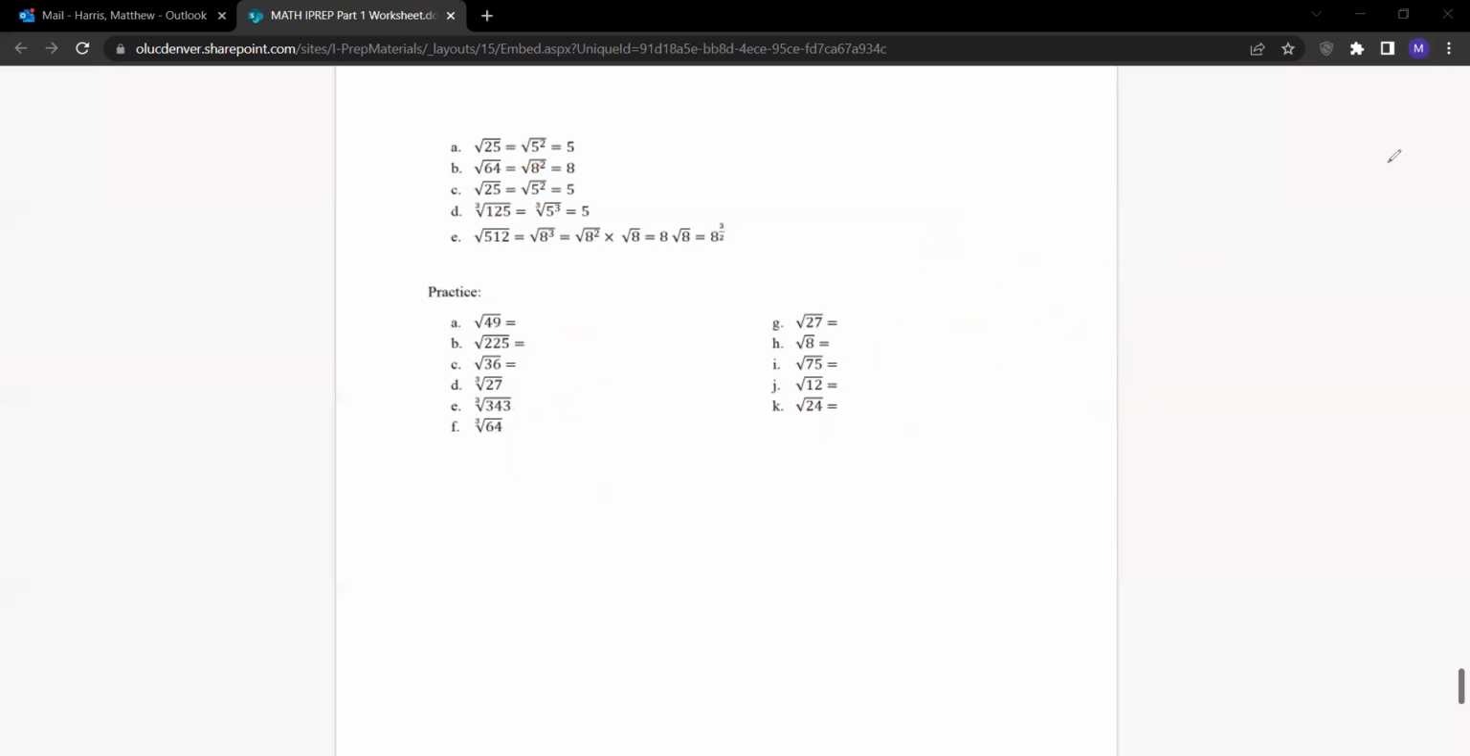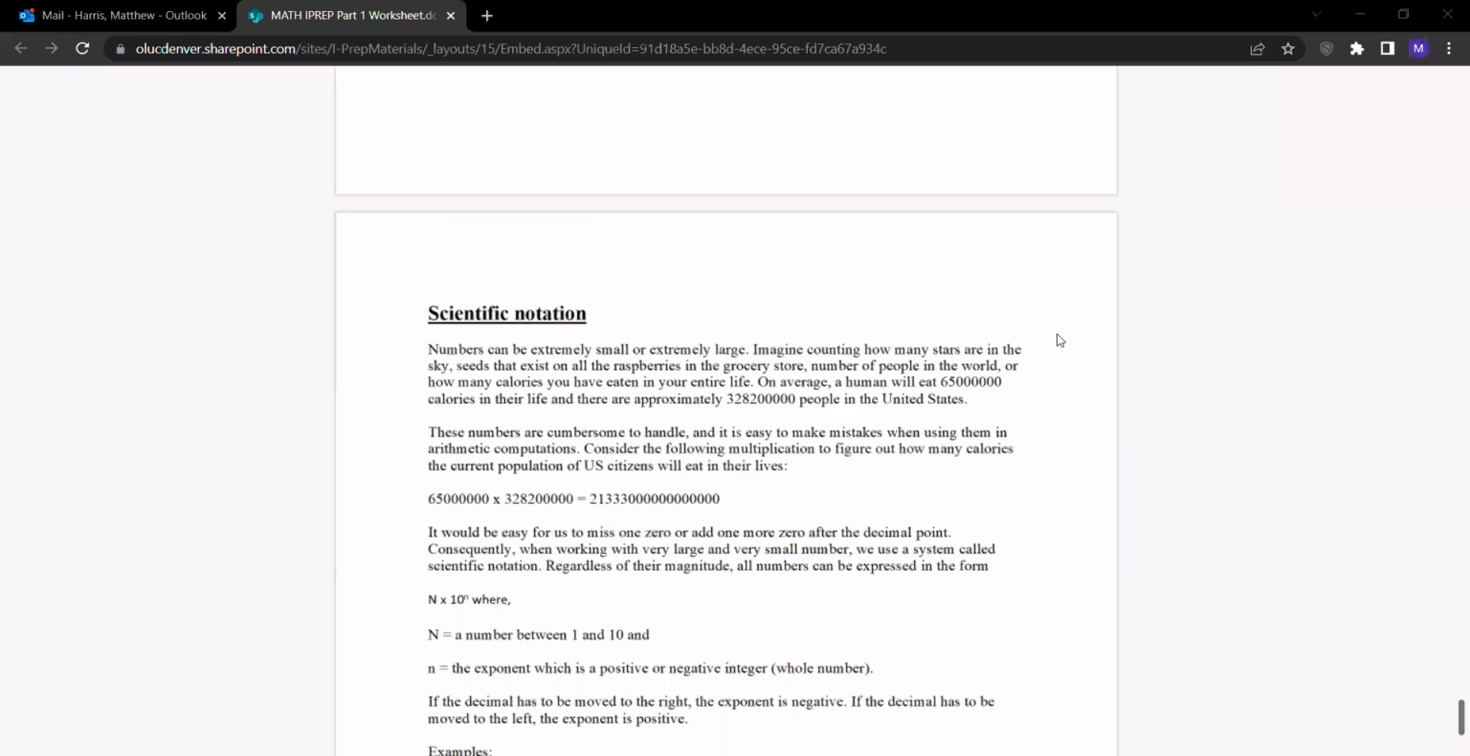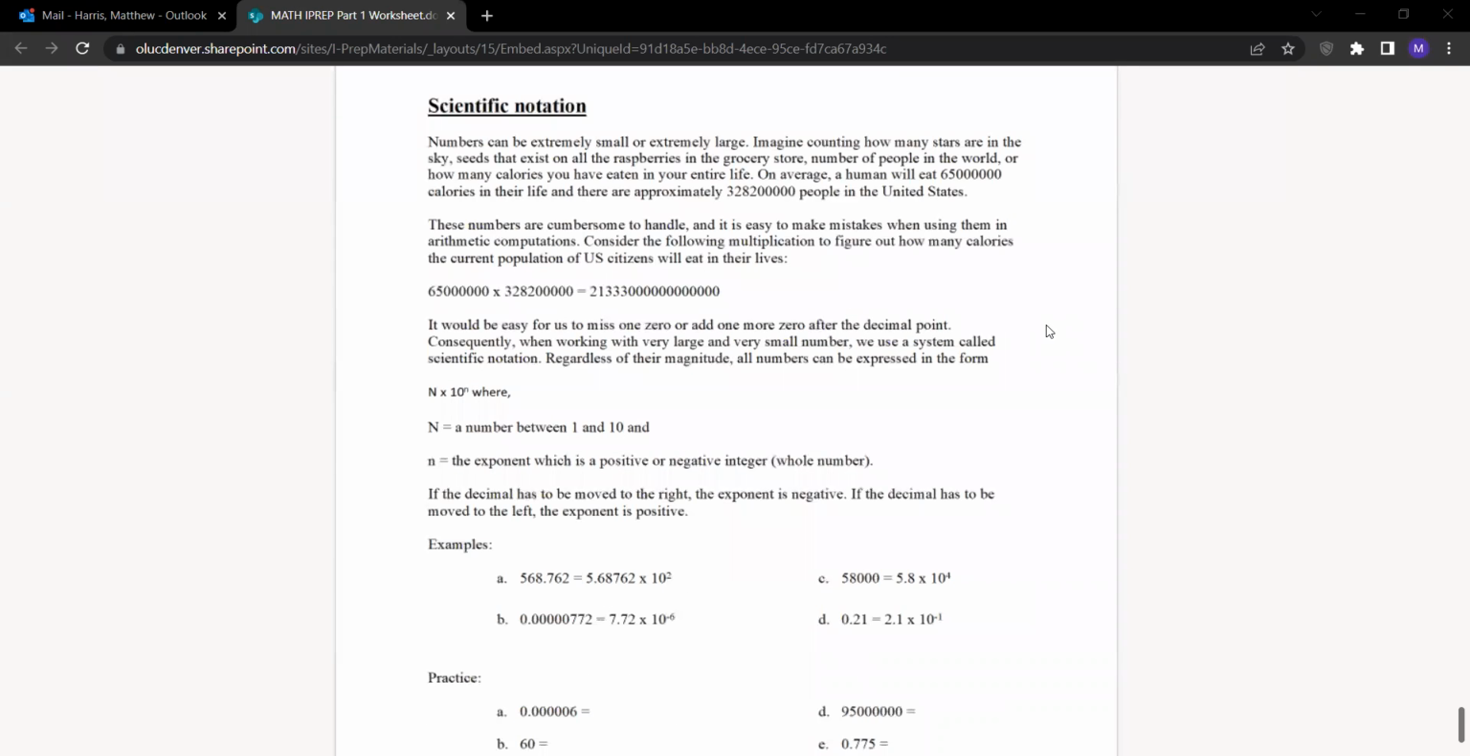So now we'll move on, and we only have, I think, one thing left. Yep. So scientific notation. So this was not covered in the lecture videos. It's just a little bit extra something you get for doing the practice problem video. So scientific notation. This is how we deal with numbers that are very, very large or very, very small. So imagine counting how many stars are in the sky, seeds that exist on all raspberries in the grocery store, number of people in the world, or how many calories you've eaten in your entire life. So on average, a human will eat this many calories in their life, right? And that is a huge number.